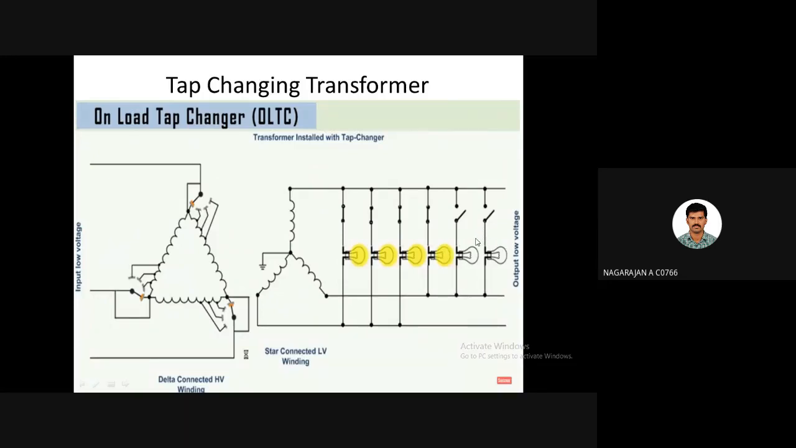So what will happen now inside the transformer is a sudden change of output voltage will occur. Okay, and also the sudden change of current will also occur. It is not desired for any machine that current or voltage should be abruptly changing. It should not be happening at a very high speed. So this will happen in practical transformers also.